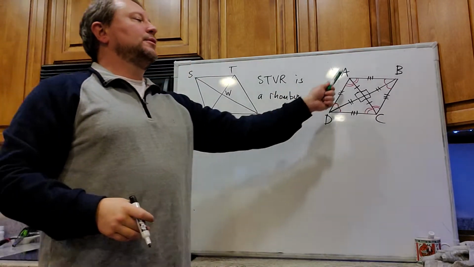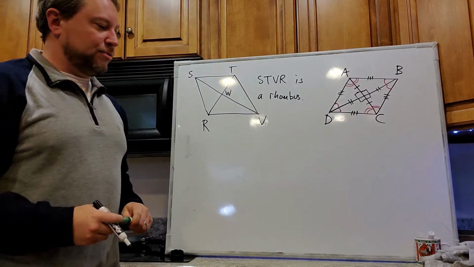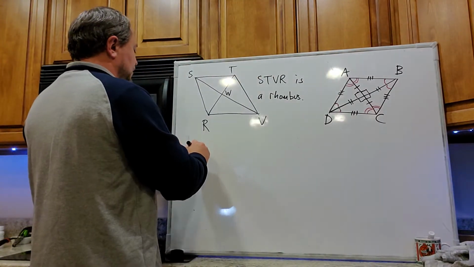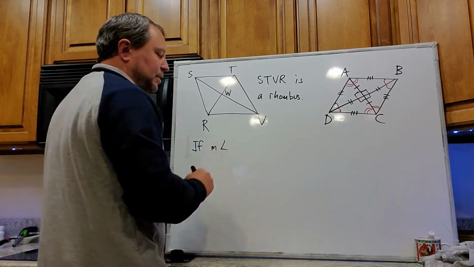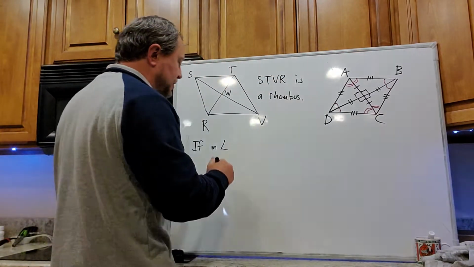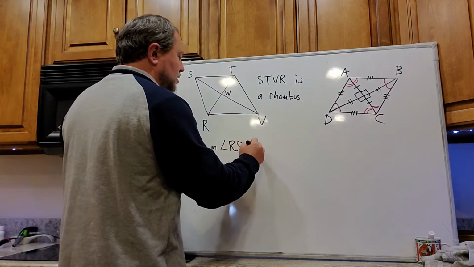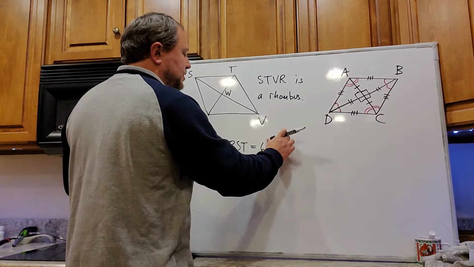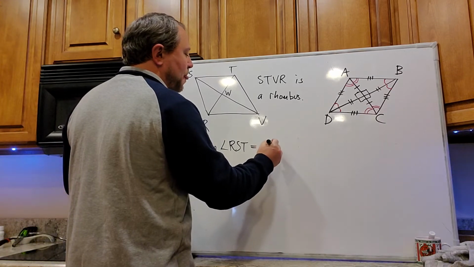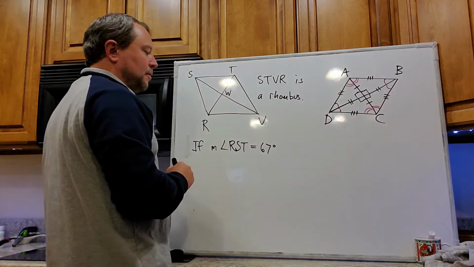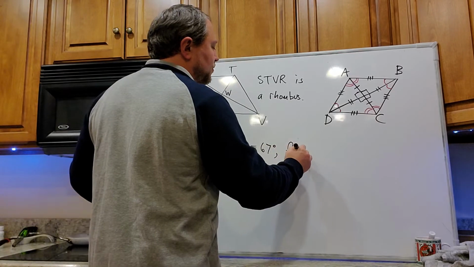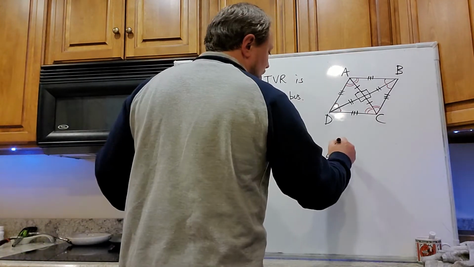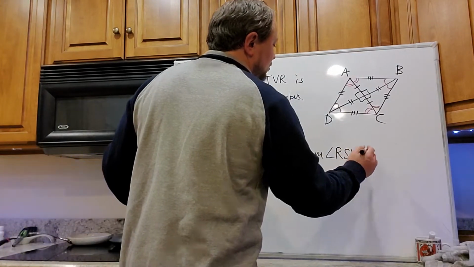So any and all of this stuff that we learned about a rhombus is going to be true. On our first question, if I told you that the measure of angle RST is 67 degrees, then I want to see if you can find the measure of angle RSW.